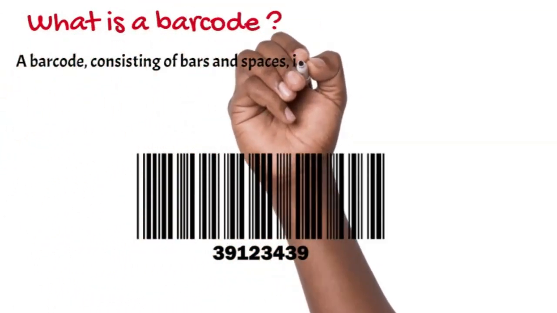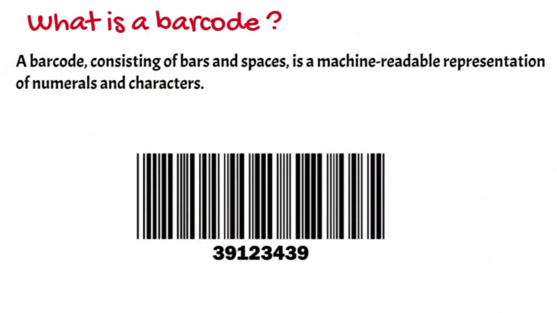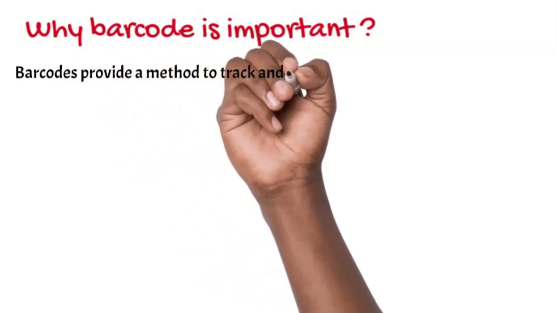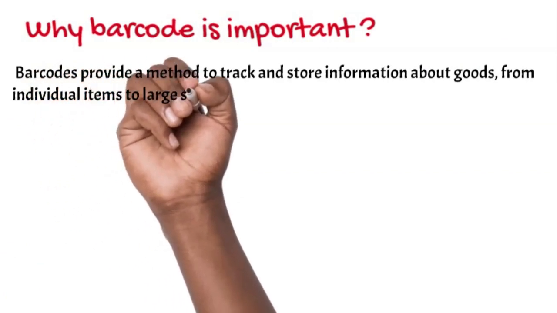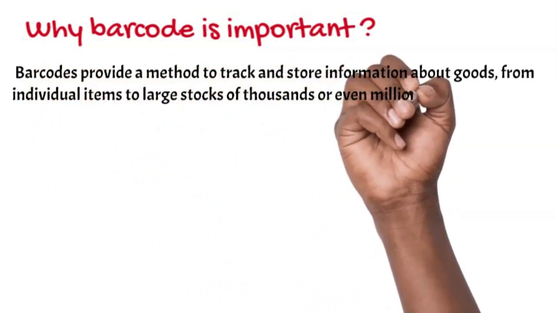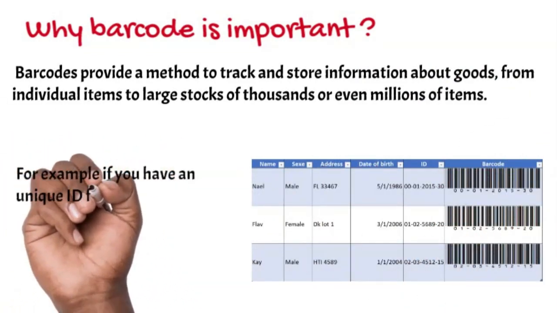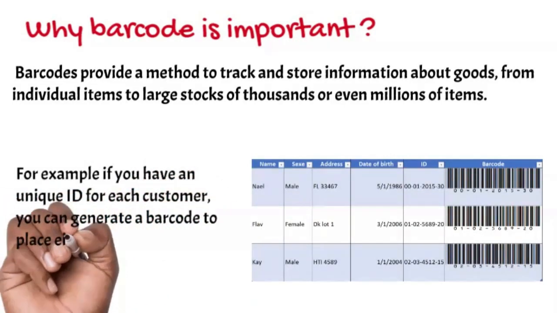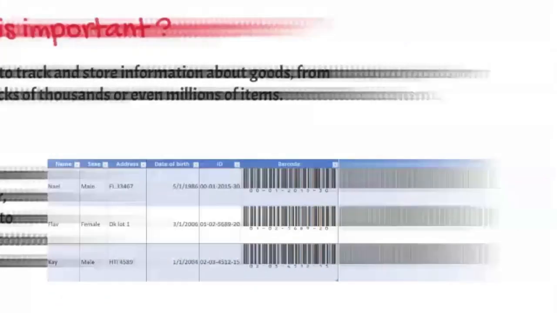A barcode consisting of bars and spaces is a machine-readable representation of numerals and characters. Why is barcode important? Barcodes provide a method to track and store information about goods from individual items to large stocks of thousands or even millions of items. For example, if you have a unique ID for each customer, you can generate a barcode to place either on an ID card or on your list of beneficiaries.